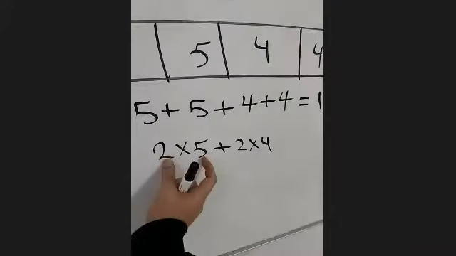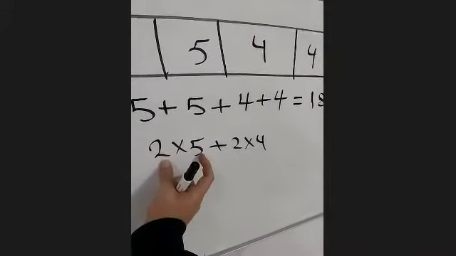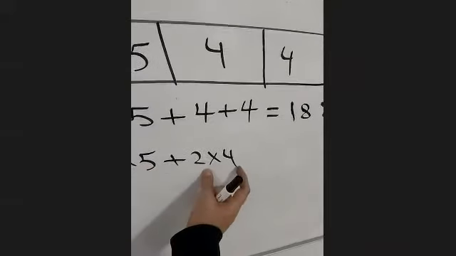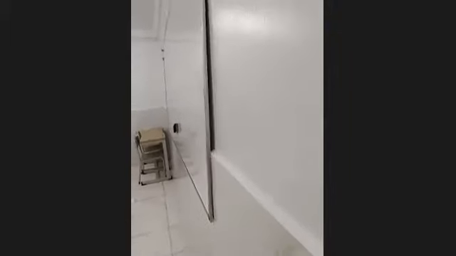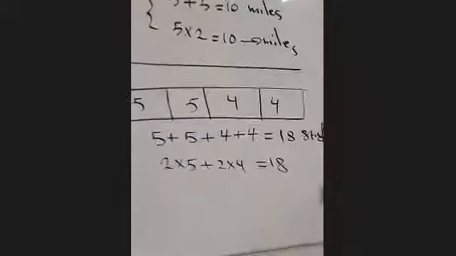2 multiply 5 plus 2 multiply 4. Now, 2 multiply 5, how much? 10. 2 multiply 4, how much? 8. Plus 10, also how much? The same answer, right? So we can express it in addition, and we can express it in multiply and add. Multiply and add. Okay? Okay, Jalal? Okay, I understand.